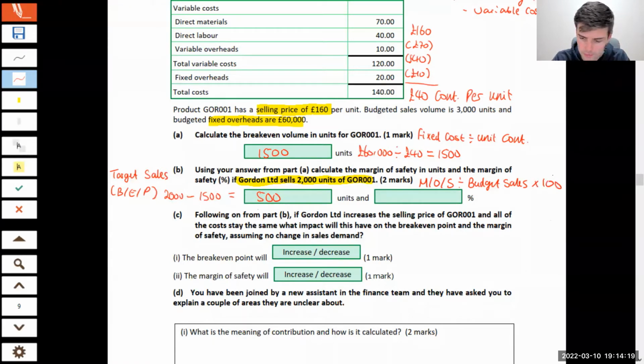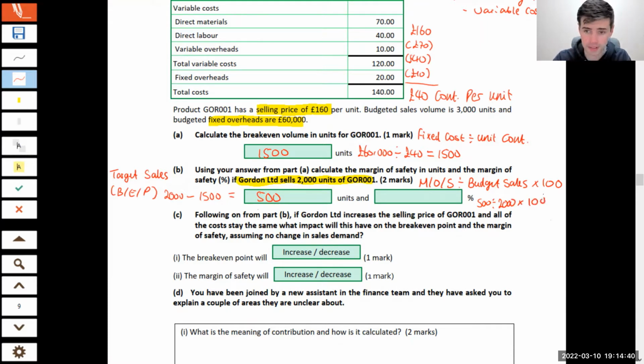So I'm going to times by 100. That's it. But again, you can see just how these all connect. I can't do this formula if I don't work out the margin of safety in units. So I've just worked that out as 500, divided by my budgeted sales of 2,000 as per the question, times by 100.